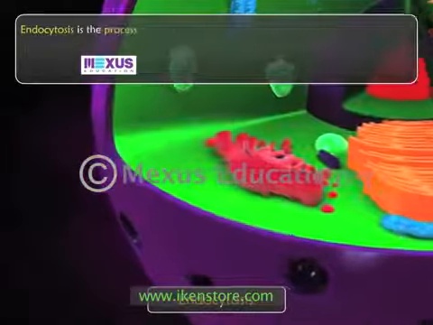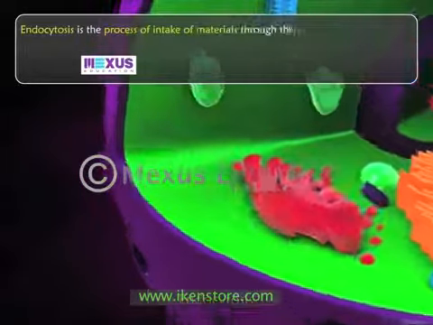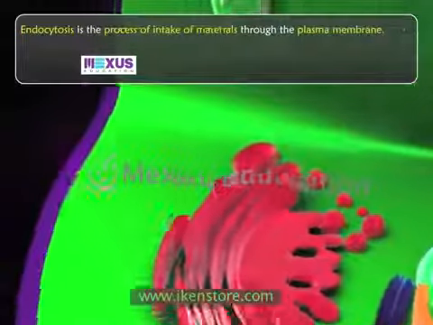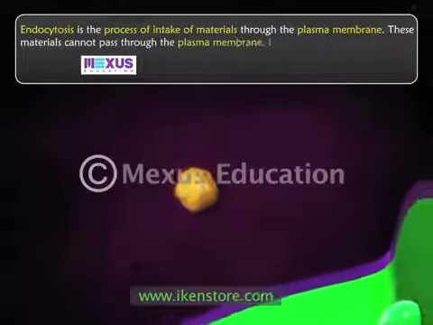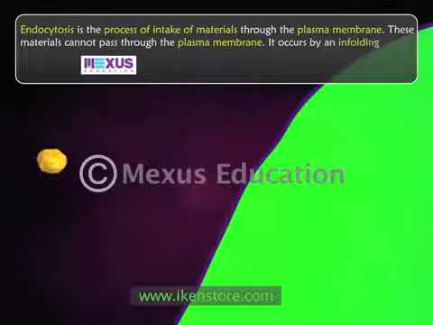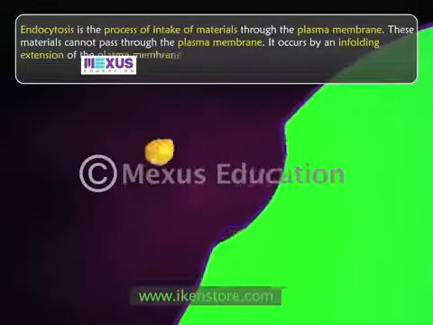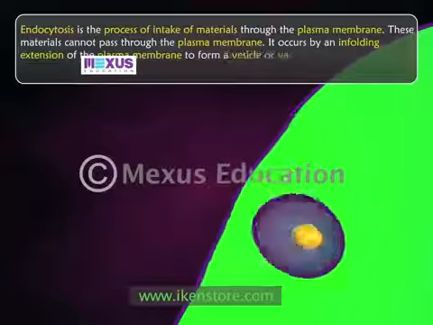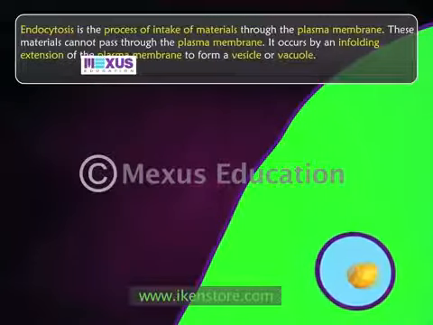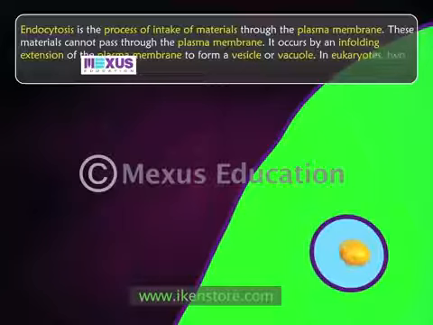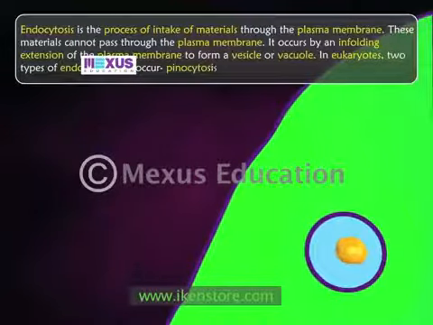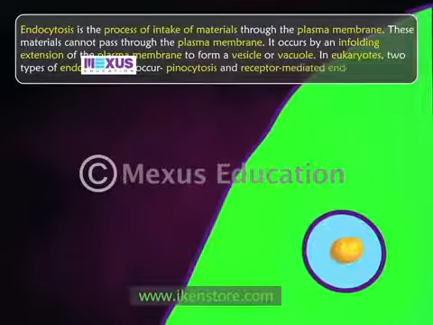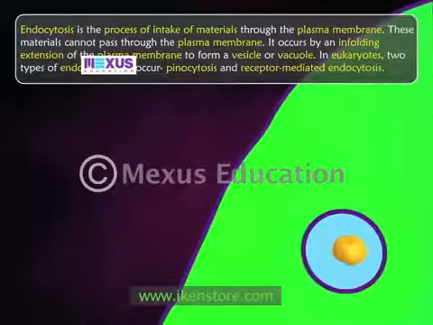Endocytosis is the process of intake of materials through the plasma membrane. These materials cannot pass through the plasma membrane directly. It occurs by an infolding extension of the plasma membrane to form a vesicle or vacuole. In eukaryotes, two types of endocytosis can occur: pinocytosis and receptor-mediated endocytosis.